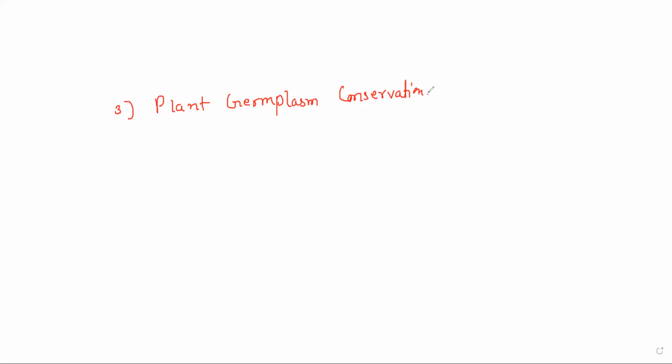So plant germplasm may be conserved in the form of pollens, in the form of seeds, or the plant tissue.